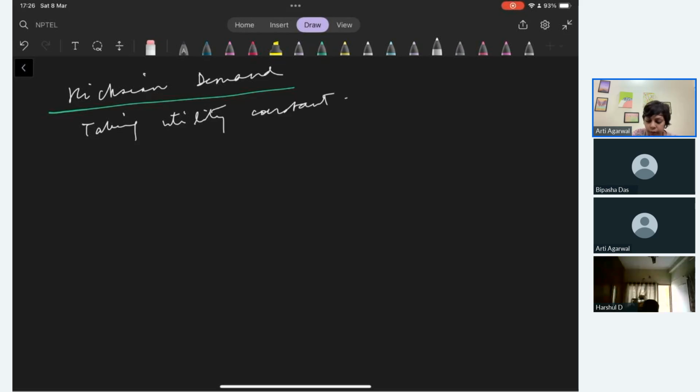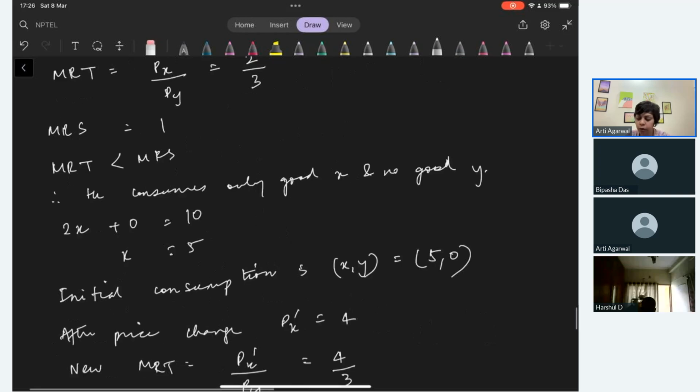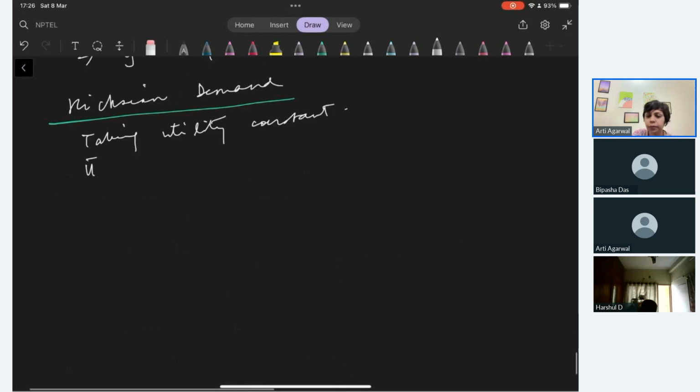What was the initial utility? U is X plus Y. Initial consumption was (5, 0). Therefore, you can write U bar, X plus Y, is equal to 5. This is the utility we initially had.